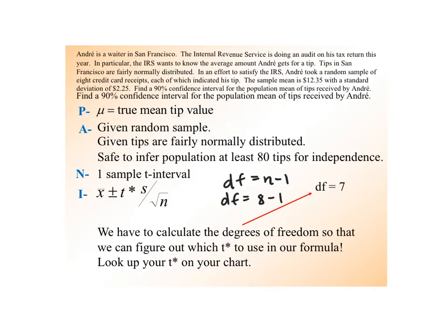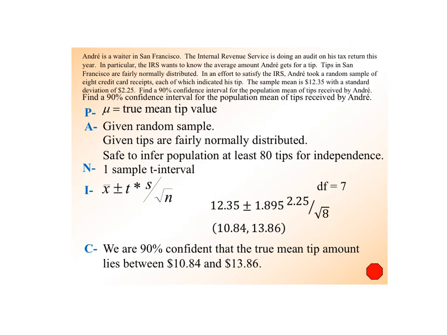So now we should get the following, and then we have this formula here, right? This was the average tip value that Andre got. This was our t value. This is the standard deviation divided by the square root of n, which was 8. Gives us a lower and an upper bound of a tip average. So he averaged approximately between $10.84 and $13.86. And we're 90% confident that this is the true tip amount for Andre.